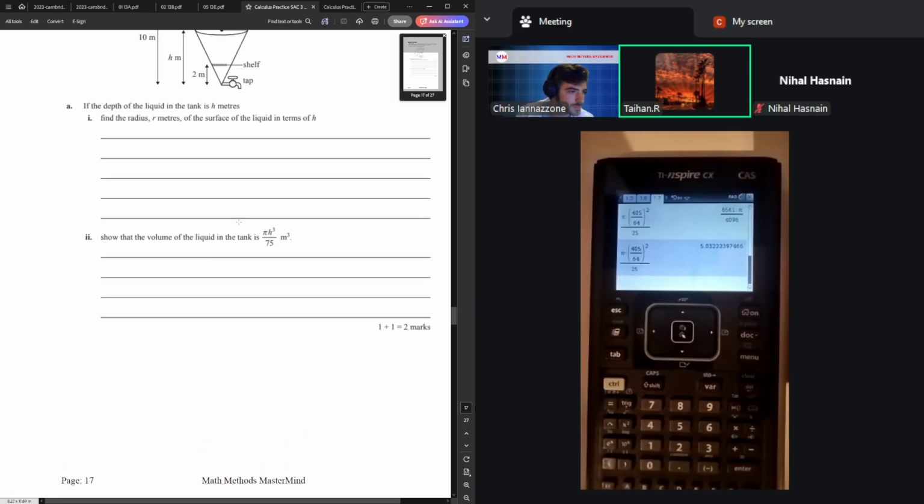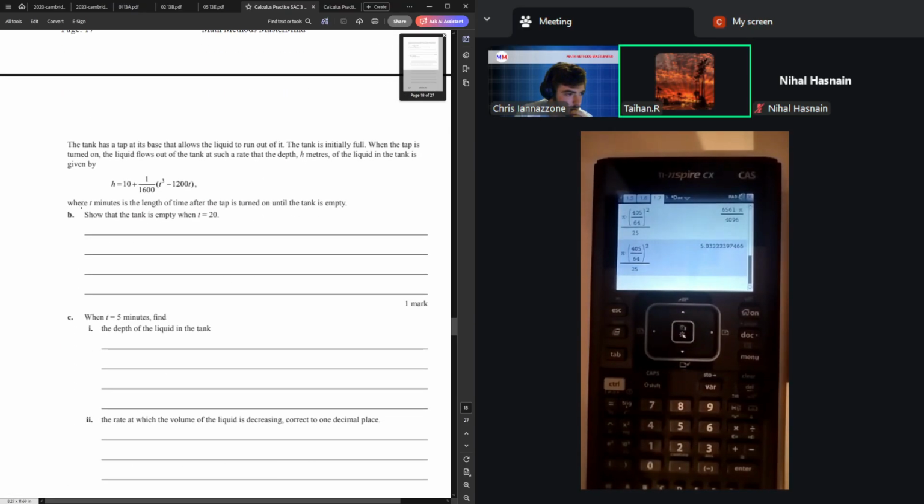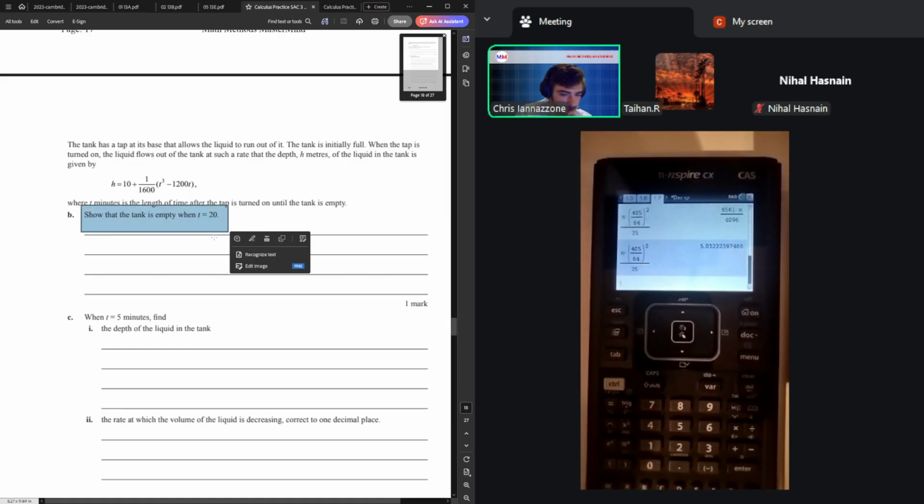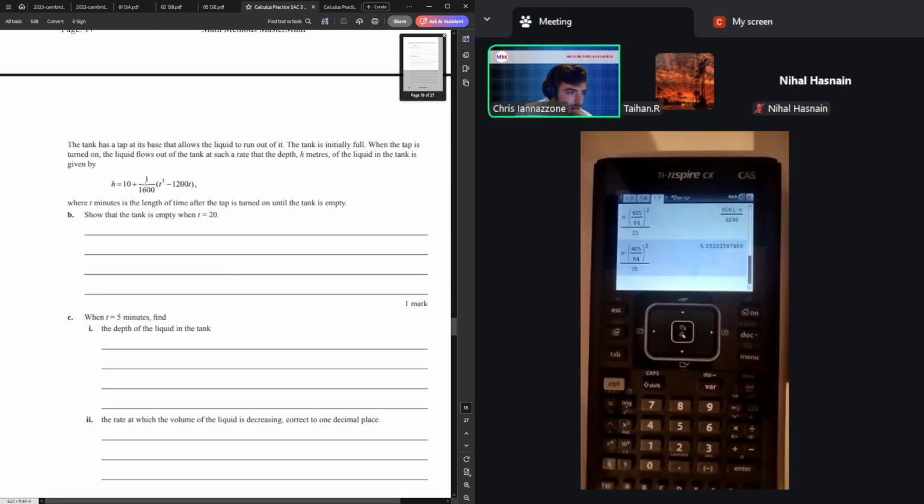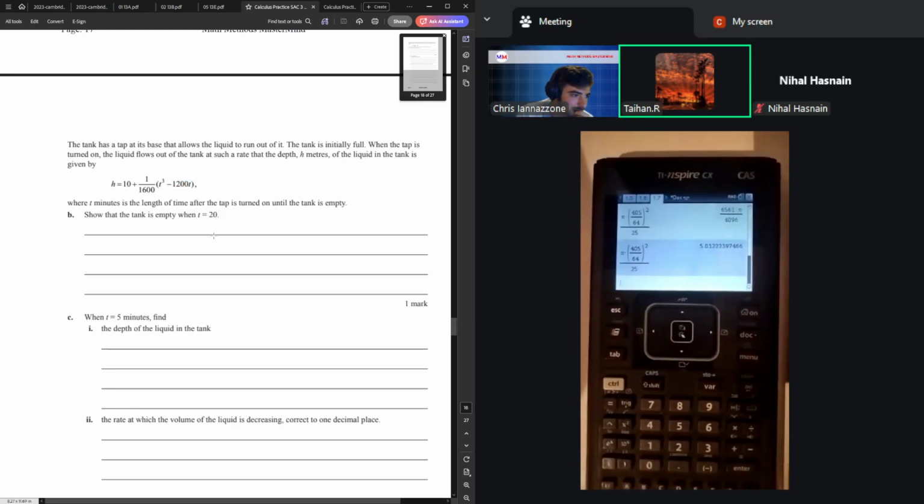Wait, so for the "show that" one, the 1 markup, would you just have to do it manually? Yes, unfortunately. But as far as doing it manually, you'll say 10 plus 1 over 1600, 20 cubed minus 1200 times 20, and you'll get your CAS to actually evaluate 20 cubed and 1200 times 20, and write that out. So it's CAS aided, but not just the final answer.